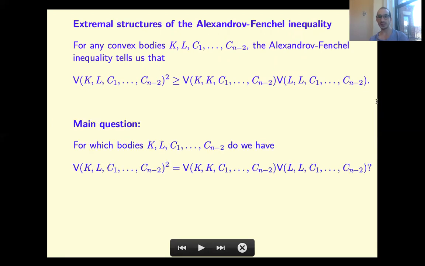And the basic question that we're interested in is the equality cases of this inequality. By that I mean, for which bodies K, L, C1 to C_{n-2} do we have equality in the Alexandrov-Fenchel inequality?